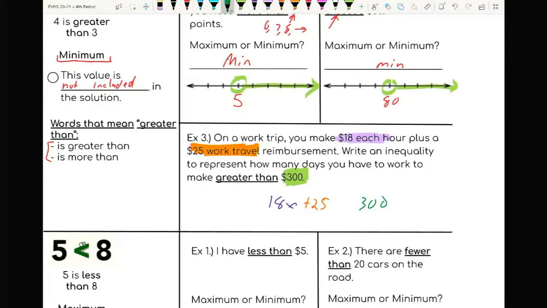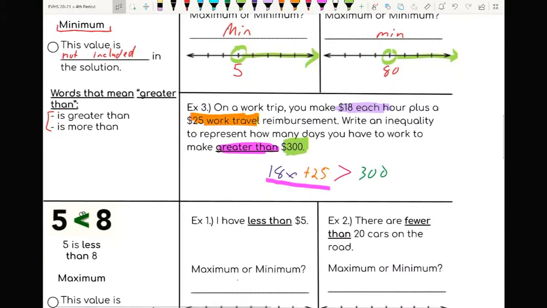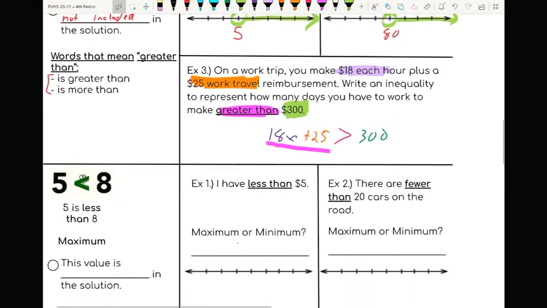But now the question is, what symbol goes there? It can't be equal to, because I've got this greater than. Now, always think through which one's bigger here. If I want to make greater than $300, what's bigger? The money I make or the 300? Greater than 300 means the money I make is more than 300. So, of those two, this one represents the money I make. So that one has got to be bigger. So word problems, always evaluating which one is the bigger value.